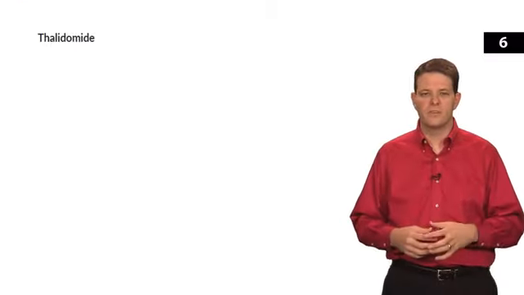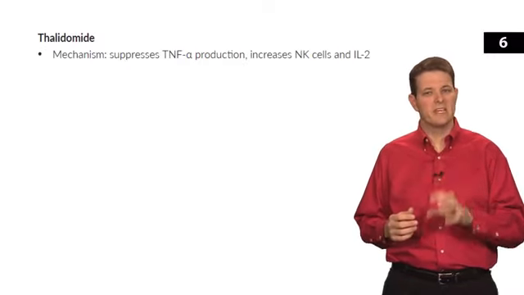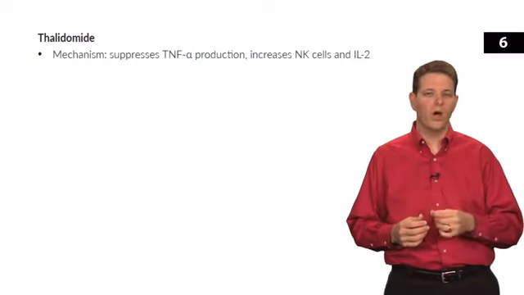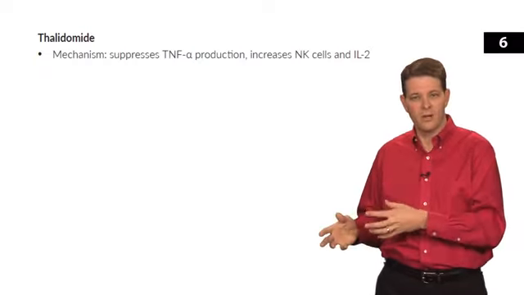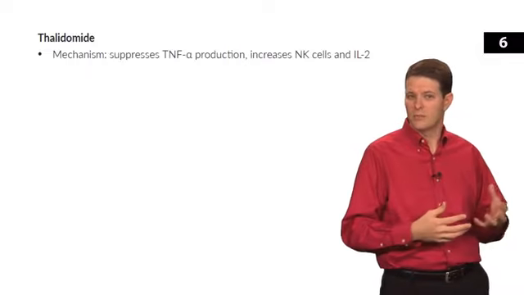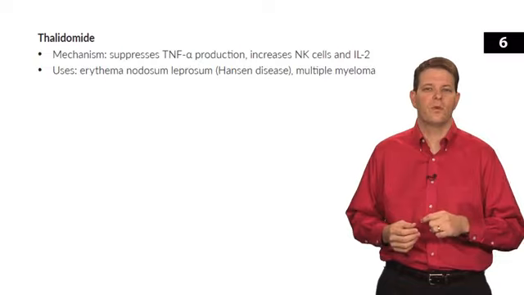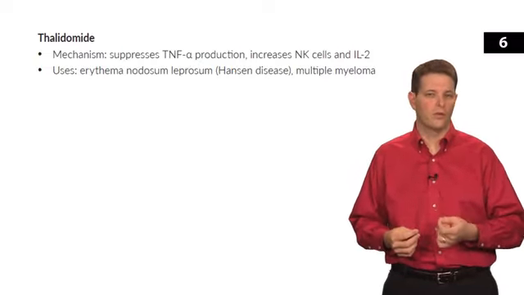Thalidomide is one of those drugs with several mechanisms of action, but the reason we're talking about it here is that it suppresses TNF-alpha production. It increases numbers of NK cells, and it also increases IL-2 production. So in some ways, it works like an immunosuppressant. In other ways, it actually stimulates the immune system. But this suppression of TNF-alpha is useful for treating a form of leprosy, or Hansen disease, called erythema nodosum leprosum.